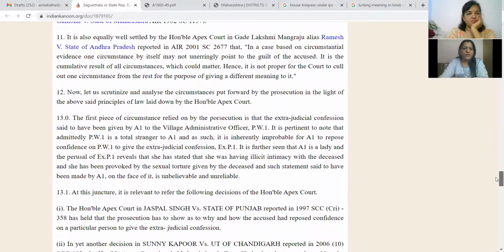It is also equally well settled by the Honorable Apex Court in Gade Lakshmi Mangaraju alias Ramesh versus State of Andhra Pradesh, reported in AIR 2001 SC 2677, that in a case based on circumstantial evidence, one circumstance by itself may not unerringly point to the guilt of the accused. It is the cumulative result of all circumstances which could matter. Hence, it is not proper for the court to cull out one circumstance from the rest for the purpose of giving a different meaning to it.